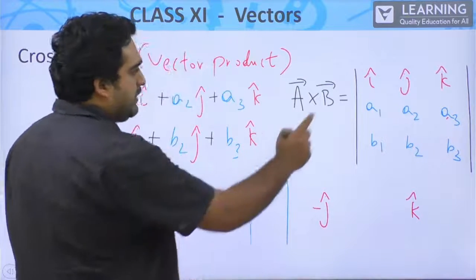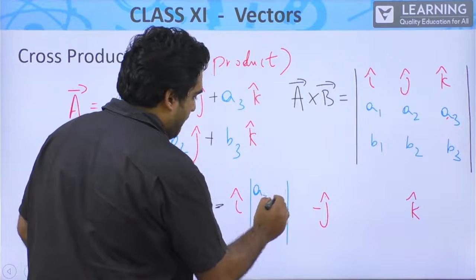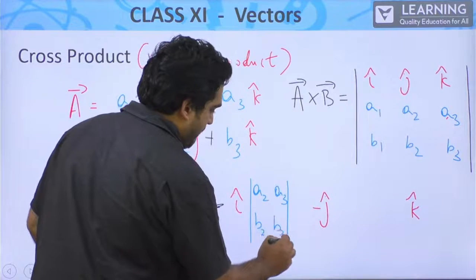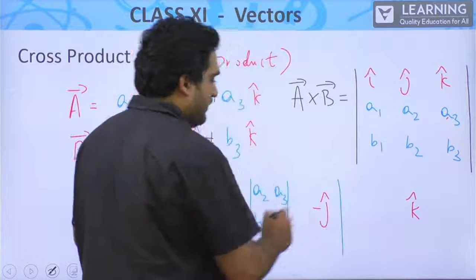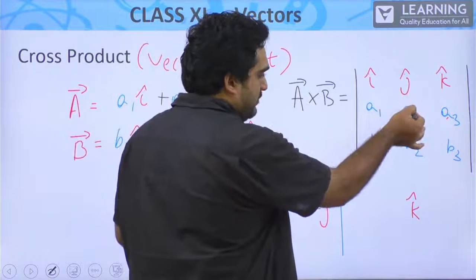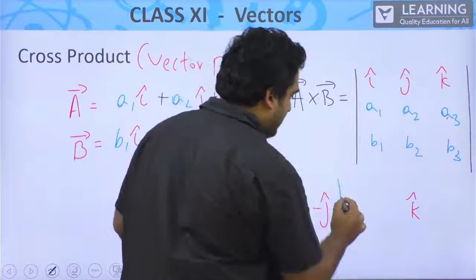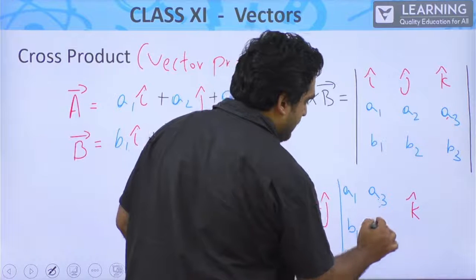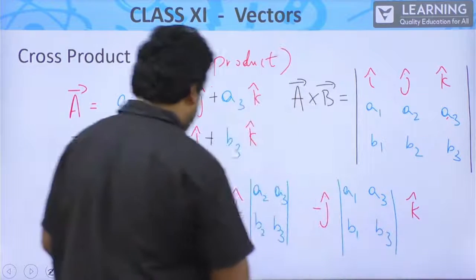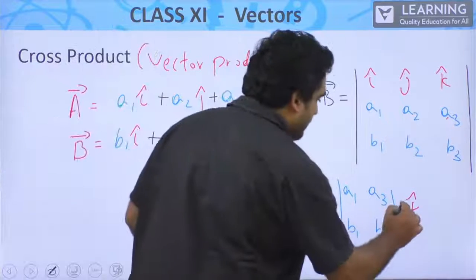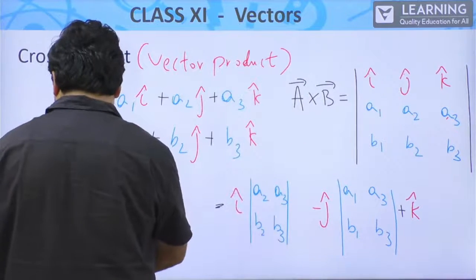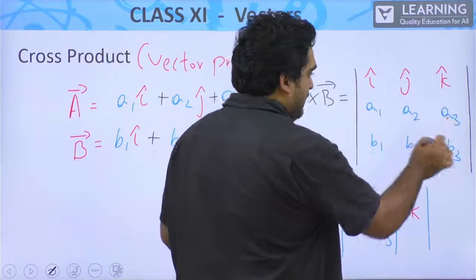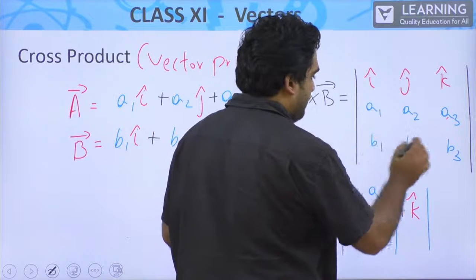And now we write the elements. Which are the elements? A2, A3, B2, B3. Similarly, under j, eliminate the elements under j, and the remaining elements are A1, A3 and B1, B3. I hope this is easy. And finally, for k, you eliminate the elements under it, and the remaining are A1, A2, B1, B2.